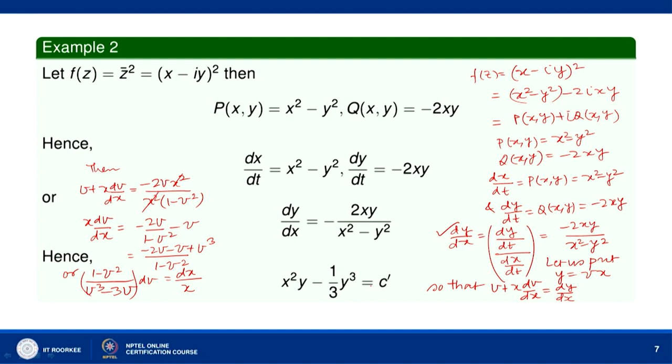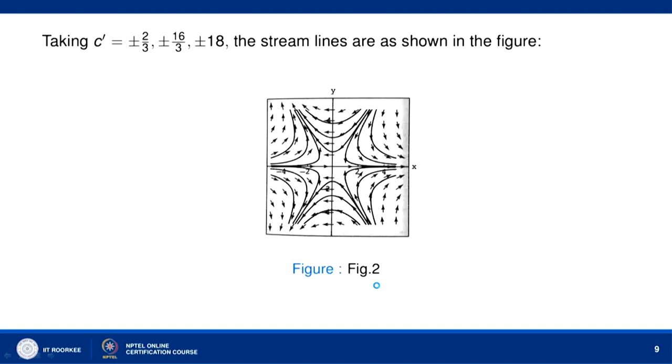Now, taking c′ equal to ±2/3 in this equation, let us take particular values of c′, and then we have plotted it here. So c′ is equal to ±2/3, ±16/3, ±18/3. These streamlines are as shown in the figure. The directions, as we have said earlier, are decided accordingly by taking a parameter.